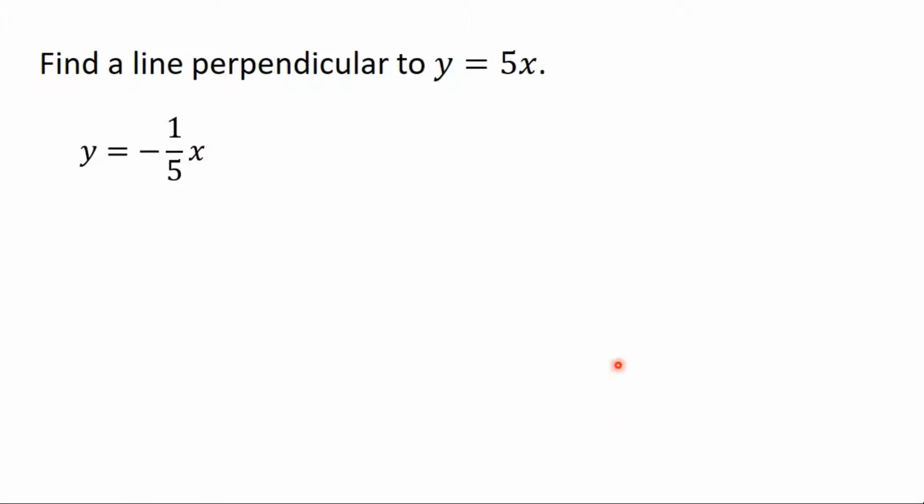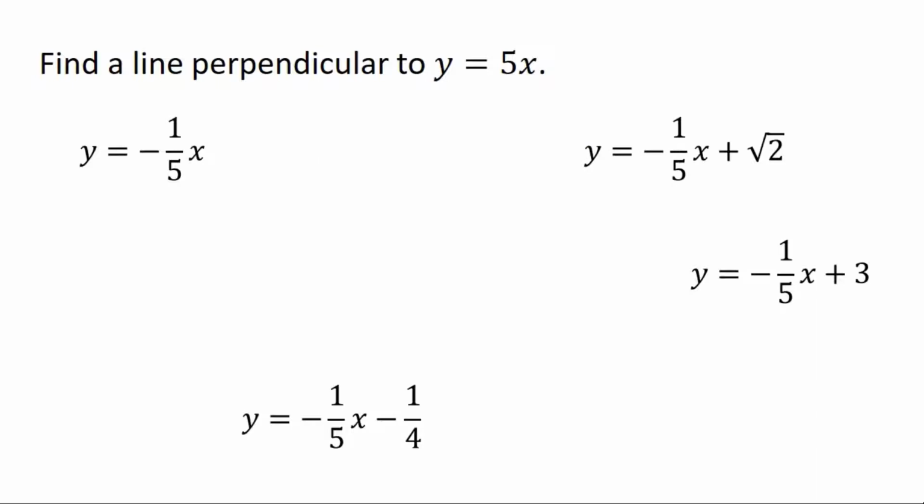But of course, I could also have a completely different y-intercept. So I could have y equals negative a fifth x plus 3, because that's still the negative reciprocal of the gradient, which is all that's important for the lines to be perpendicular. The y-intercept doesn't matter. So I could also have y equals negative a fifth x minus a quarter. I could have y equals negative a fifth x plus root 2. I could have y equals negative a fifth x plus pi. I could have y equals negative a fifth x plus c, where c is just some number.